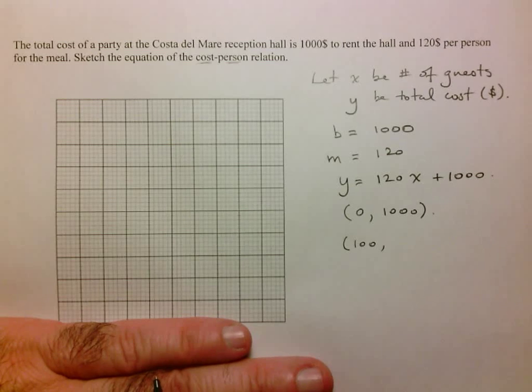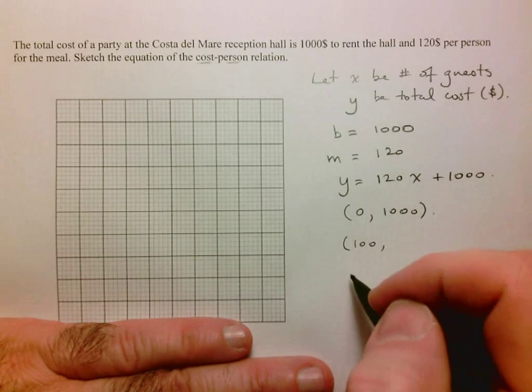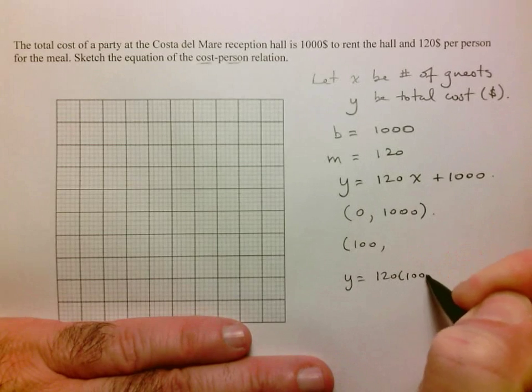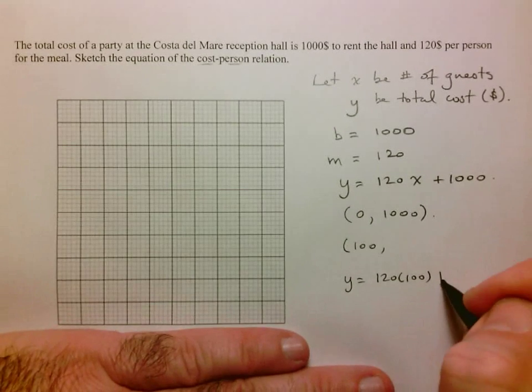Let's calculate the y value. So how do I do that? Well, I use the equation. So y would be equal to 120 times 100 guests plus 1,000.